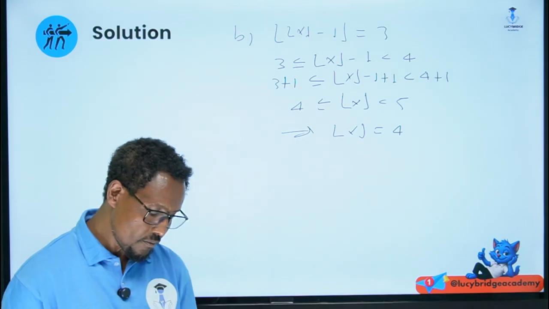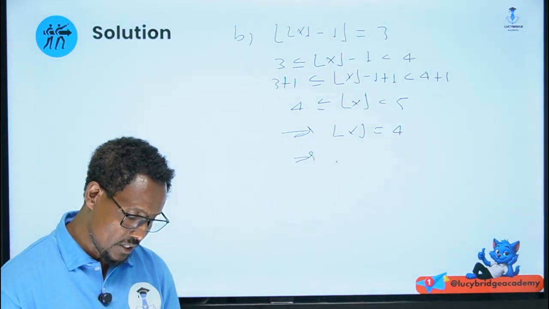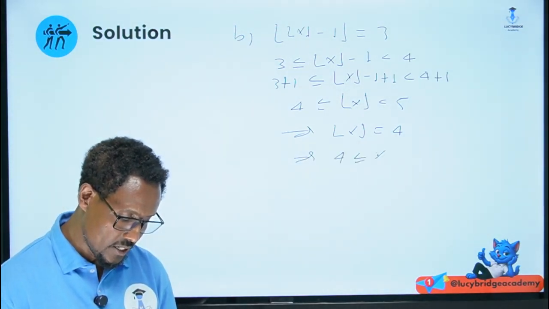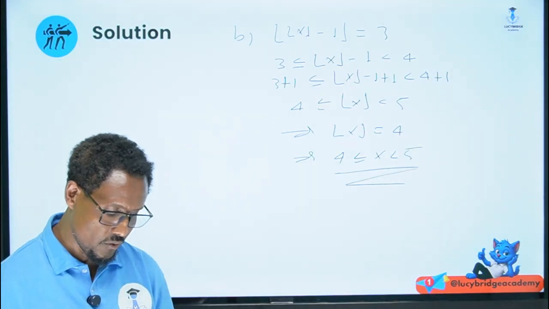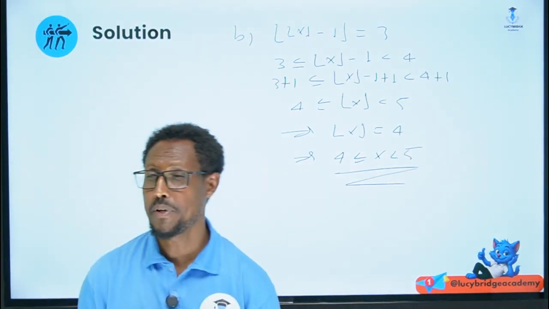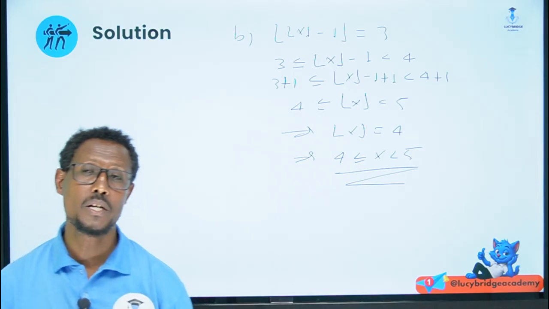This means x is what? 4 less than or equal to x less than 5. So the value of x is between 4 and 5, including 4.